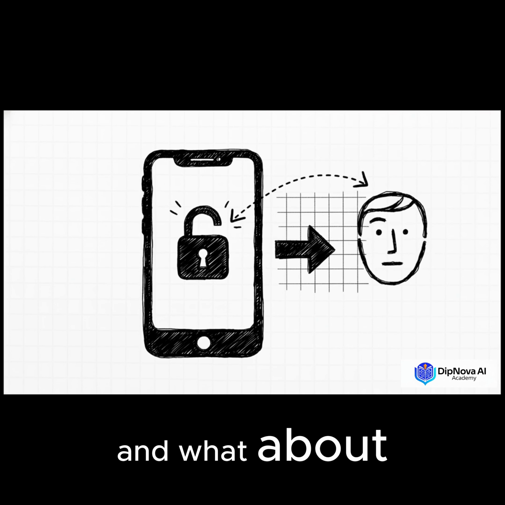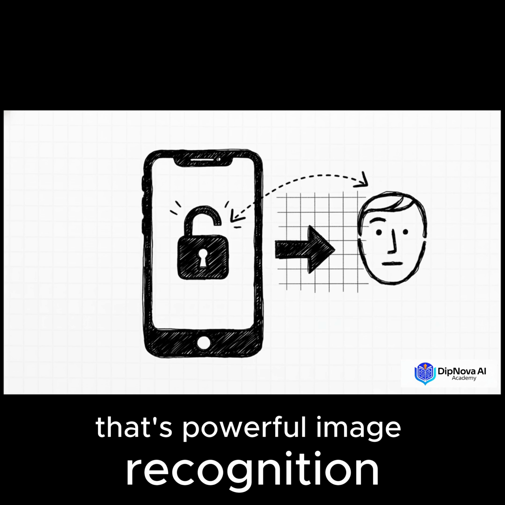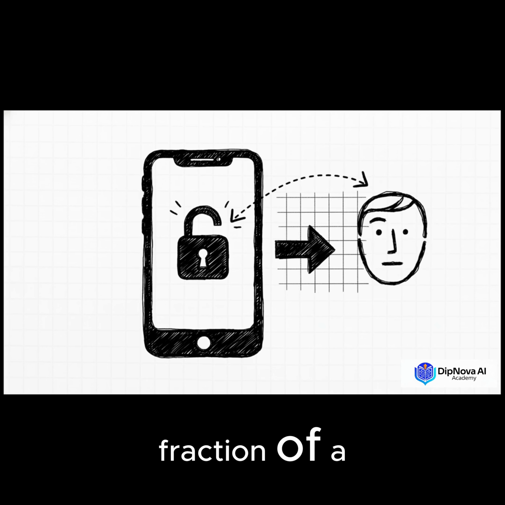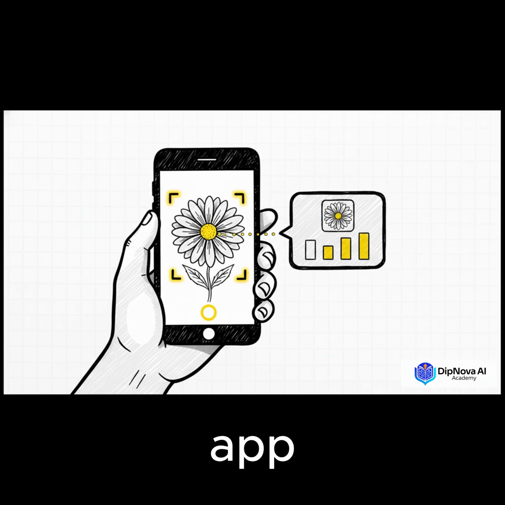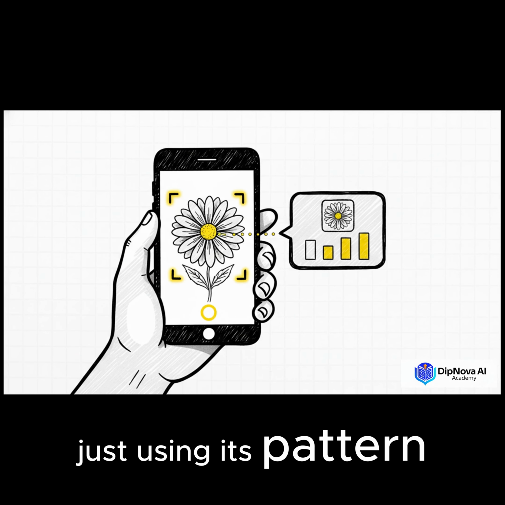And what about unlocking your phone just by looking at it? Yep, that's powerful image recognition AI matching the unique patterns of your face in literally a fraction of a second. It's pretty amazing when you stop to think about it. Or have you ever used an app where you point your camera at a plant to figure out what it is? You guessed it. That's the exact same type of image recognition AI, just using its pattern spotting skills for a totally different job.